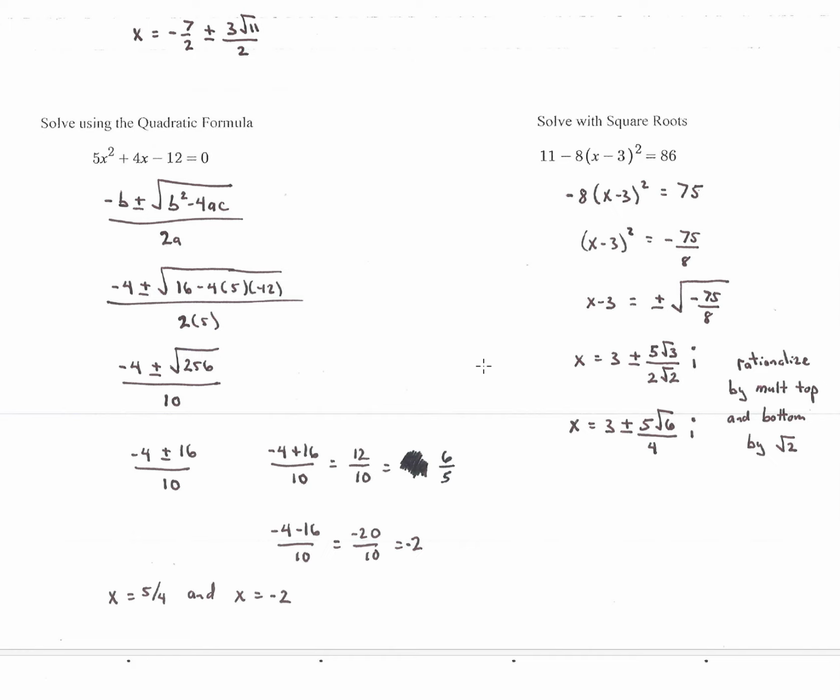The square root of 75 is 25 times 3. The square root of 25 is 5. So that's where that comes from. 8 is 4 times 2. The square root of 4 is 2, and the other 2 has to relax. That's where that comes from.